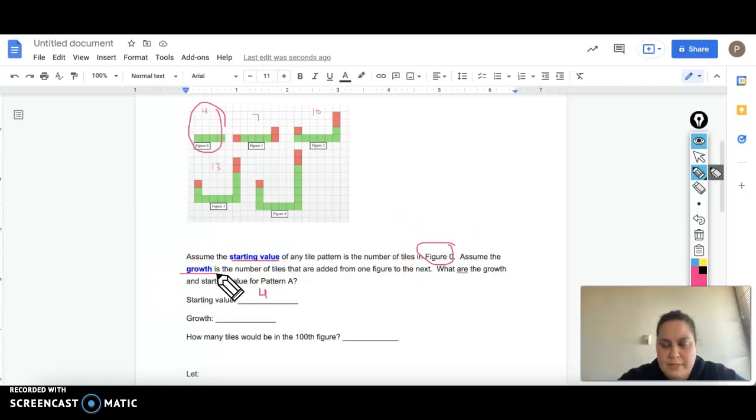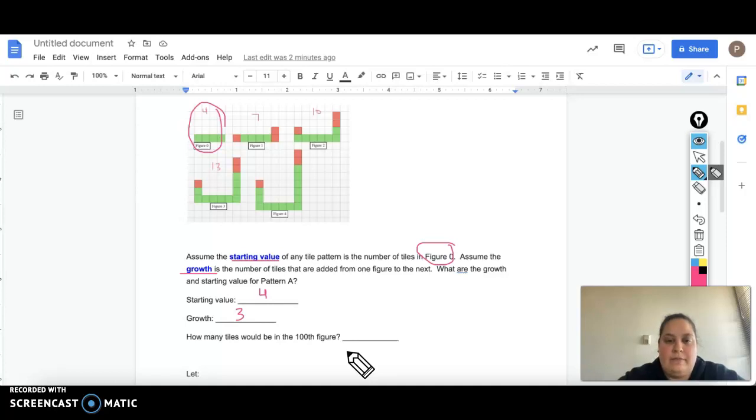Then I'm going to look at my growth. My growth is how much it's growing by each time. Well, I go from 4 to 7, which means I grew by 3. I go from 7 to 10. I grew by 3. I went from 10 to 13, grew by 3. So it's growing by 3 each time. How would I figure out what's in figure 100?